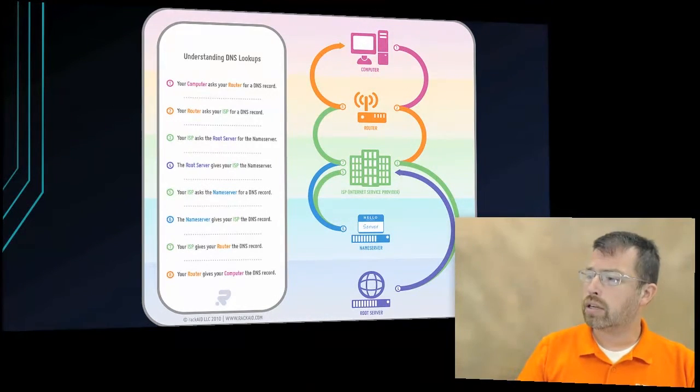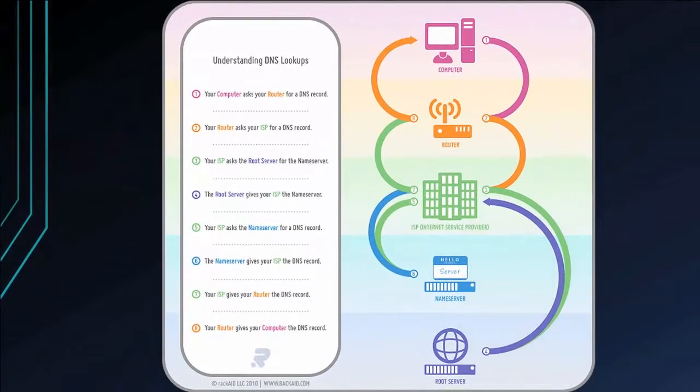Let me zoom in on this screen just a little bit so you can have a better chance to look at it and see what's going on with it. We can see in layer 1, your computer asks your router for the DNS record. Your router asks the ISP, the Internet Service Provider, for the DNS record. And you can see it just kind of goes up that chain until it actually finds it, and then it can return that information back down to you.